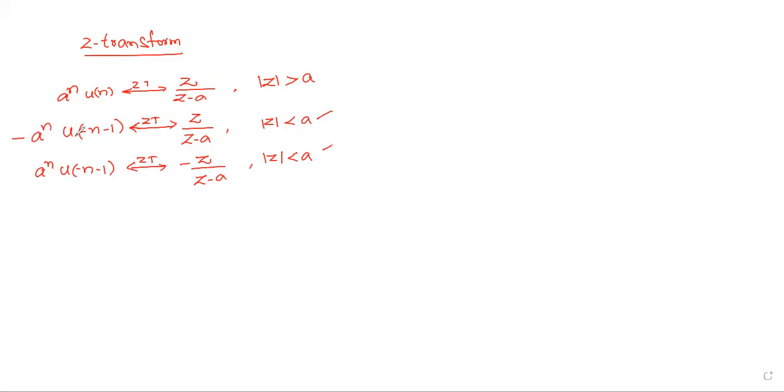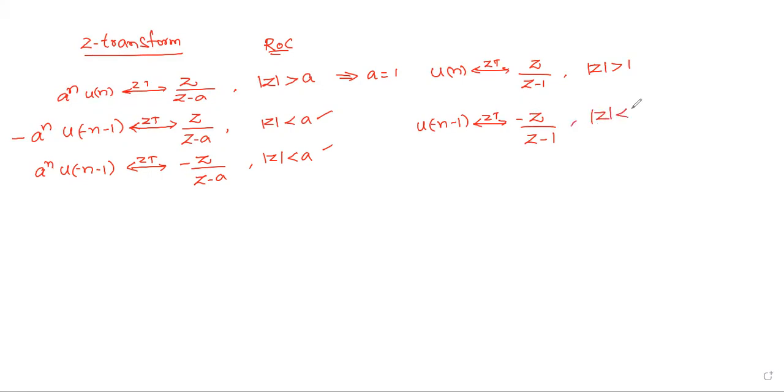Just here, minus a power n, u of minus n minus 1, Z transform will be z by z minus a, where mod z is less than a. ROC is very important. If you consider from here, you just substitute a equals 1. What will we get? U of n Z transform will be z by z minus 1. What is the corresponding ROC? Mod z should be greater than 1. Now here, u of minus n minus 1 Z transform is minus z by z minus 1. So here a is considered as 1. Now what is the corresponding ROC? Mod z is less than 1. And already I told, any impulse signal, if you consider in any transformation, delta of n, Z transform will be 1. These things you need to remember.